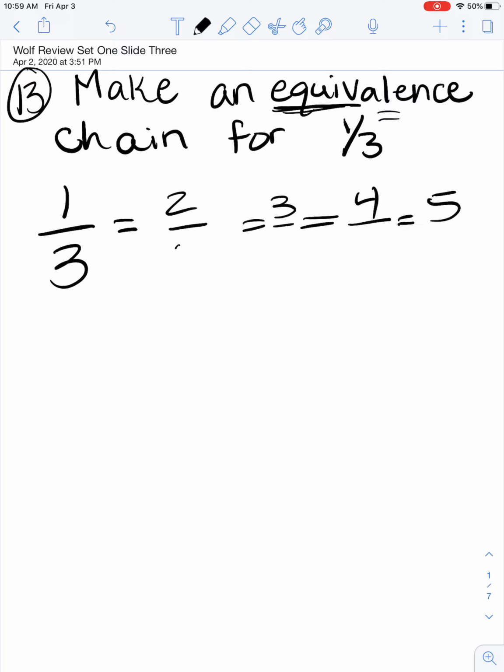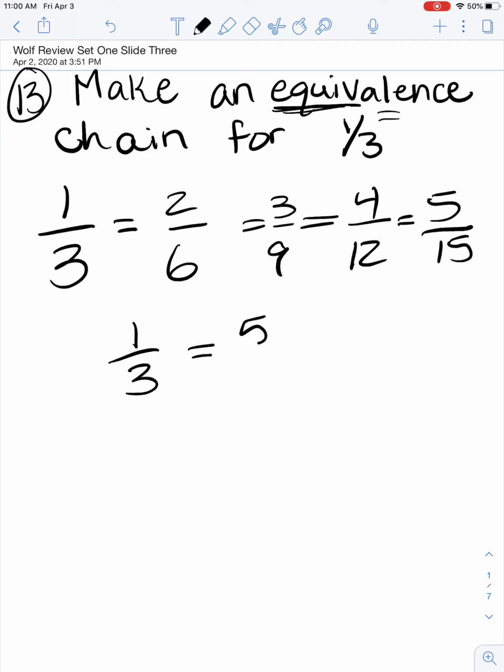Now we'll count by threes: 3, 6, 9, 12, 15. So 1/3 is equivalent to 5/15. I'll show you how that is equal.